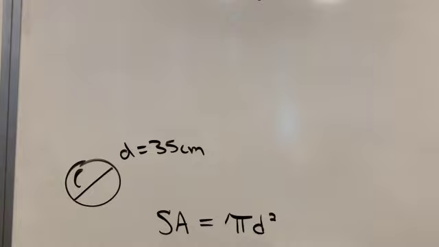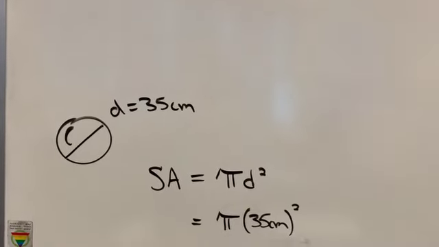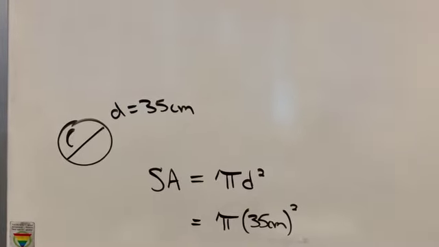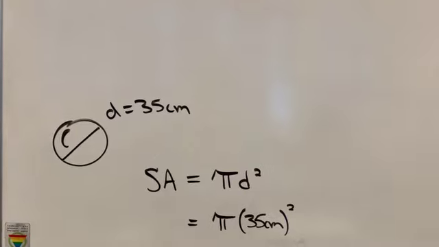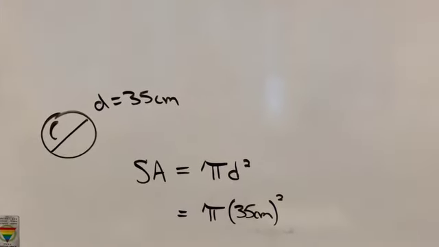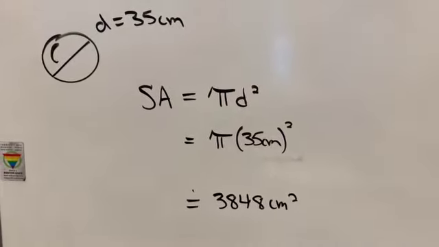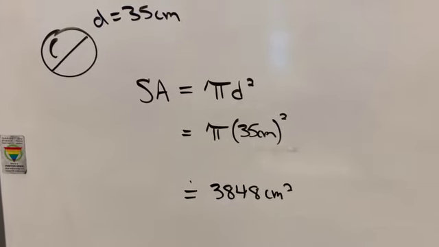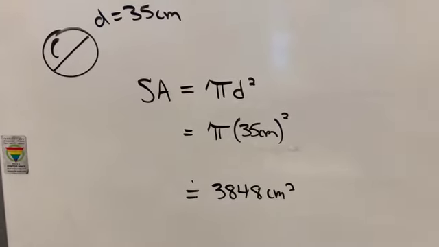And so I would personally use this formula, pi d squared: pi times 35 squared. So 35 times 35 times pi. Again, use your pi button. Don't round till you get to the end. But if you round to the nearest square centimeter, you get about 3,848 centimeters.